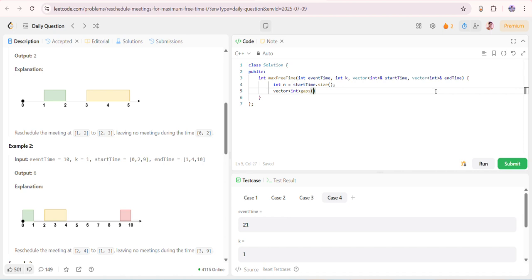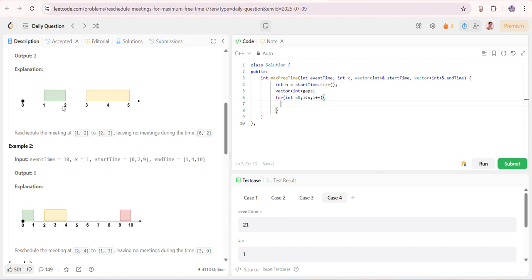I don't know why. So vector of gaps, and gap size could be anything. We are not giving it now. Now we are traversing. Okay. Now you see one thing also. For example, here in this example 2, the first meeting is from 1 to 2. So 0 to 1 is also a gap. 2 to 3 is also a gap.